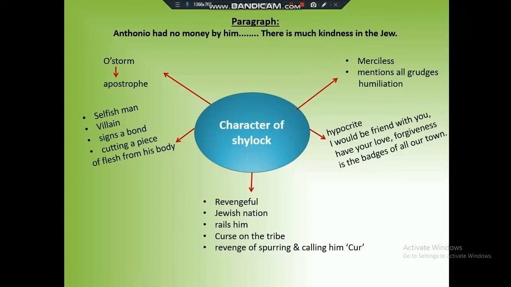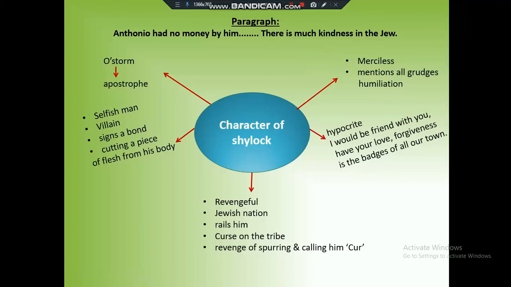So this was all about the character of Shylock. You can also take some important points to write the comparison between the character of Shylock and Antonio. Girls, I have mentioned some important dialogues as well for your better understanding, and I have mentioned all the important points, so that whenever you are going to make some questions, you can easily understand the points of discussion under some headings.